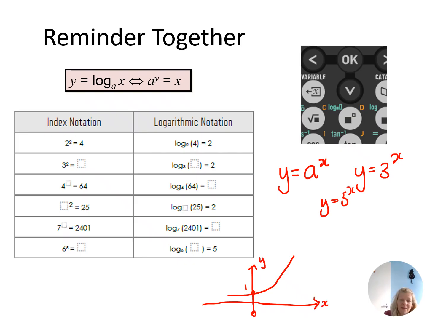The only way that they'll go down rather than growth will be if the number a is between 0 and 1. So if a is between 0 and 1, it'll end up as a decay graph, such as that. Y equals a half to the x, because you can think a half to the power 2 is a quarter, half to the power 3 is an eighth. It's getting smaller and smaller.